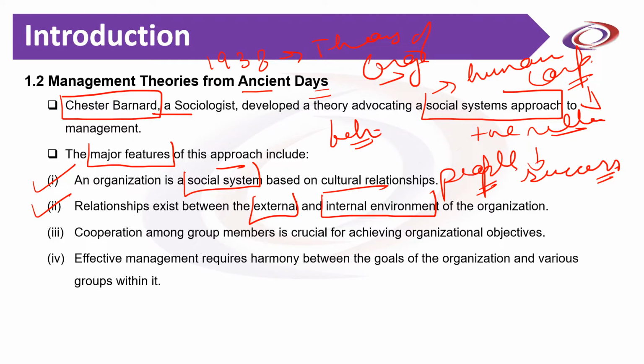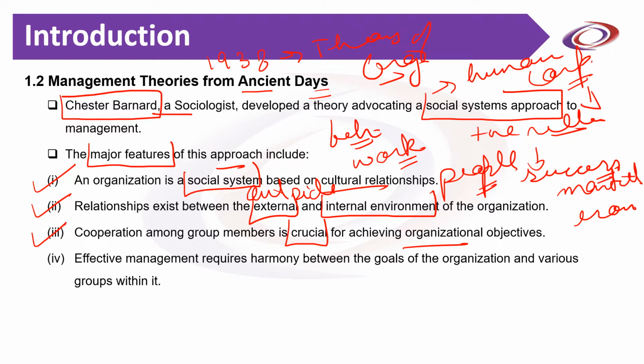External means the forces outside of the organization. It could be the market or the geographical location or even the economy. Then the internal environment refers to the work culture or work environment provided to the people. The third factor is the cooperation among the group members, which is crucial for achieving the organizational objectives.